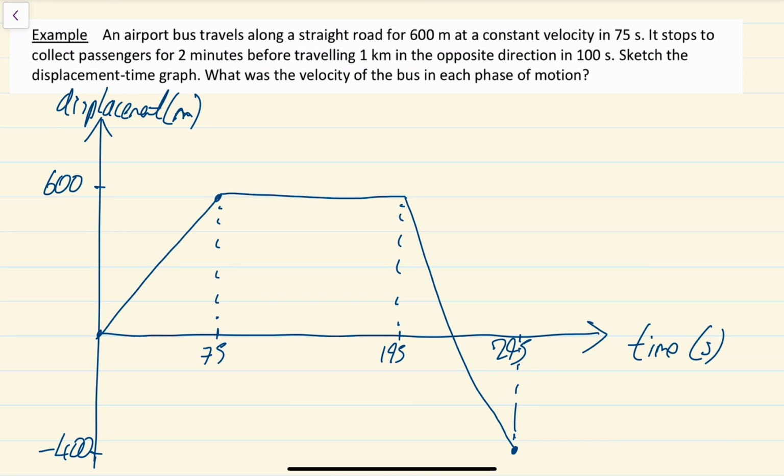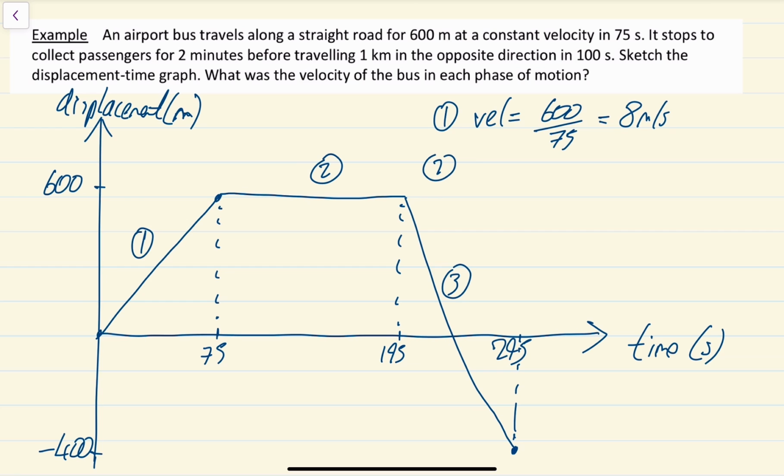Okay. So we've got section 1, section 2, and section 3. And what we've got to do is, it says, what is the velocity of the bus in each phase of motion? So we'll just do it here. Phase 1, the velocity. I've gone 600 in 75 seconds. If you do that, you'll get 8 meters per second.